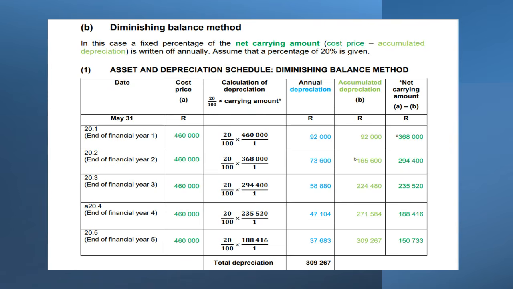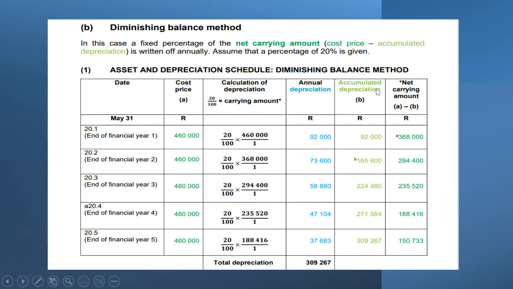On year one, what is our accumulated depreciation? It is 0 because we don't have anything. It is our first time starting to depreciate this asset. That's why you will say 460 minus 0 multiplied by 20% multiplied by 12 over 12. You get your 92,000 rand. So if you can observe already, if you are using the straight line method and the diminishing balance method on year one, the annual depreciation is the same.